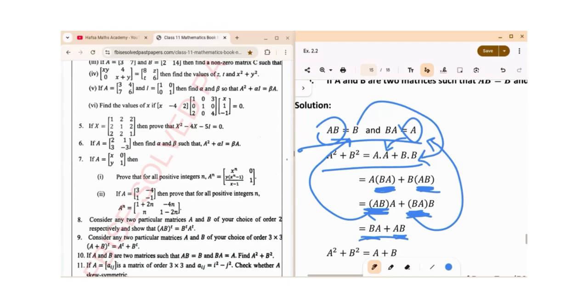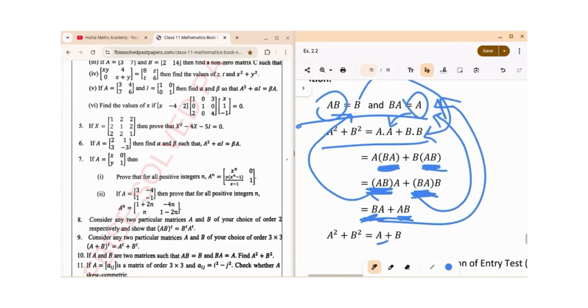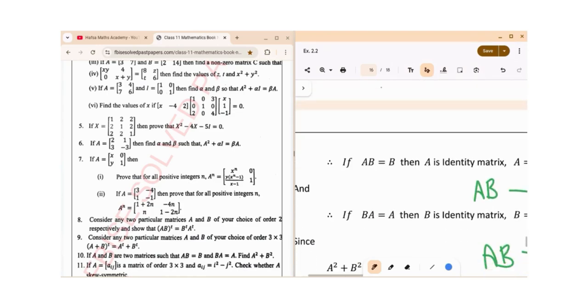So yeah, that's all they wanted to do. And now, the final step. Again, we're just using our given over and over again. BA equals A, so we've just replaced it with A entirely, and then AB equals B, so we just replace it with B entirely. That's all just to prove that A squared plus B squared equals A plus B.